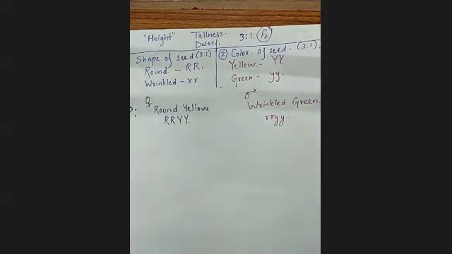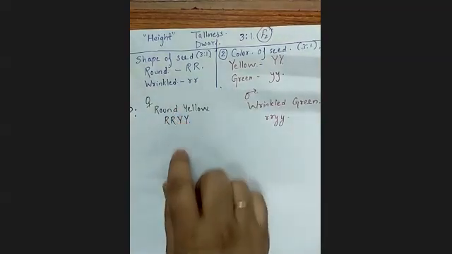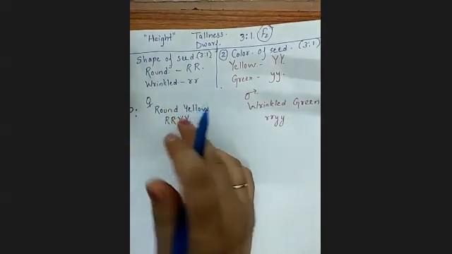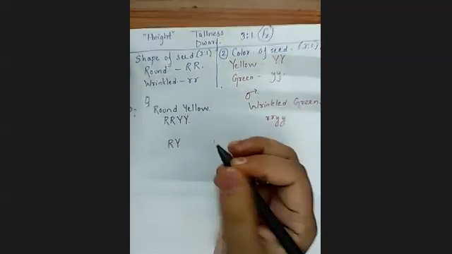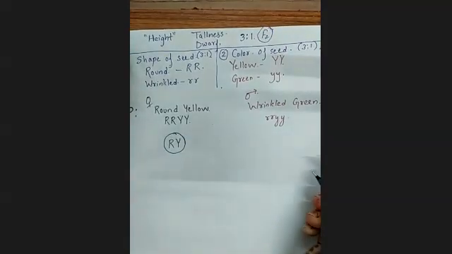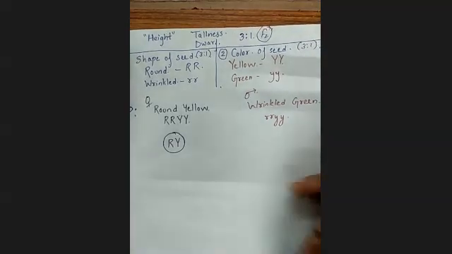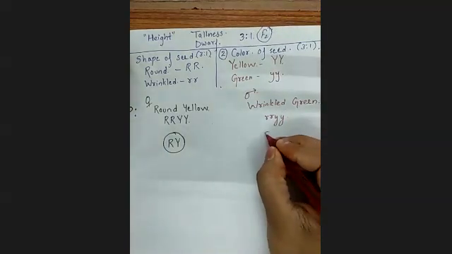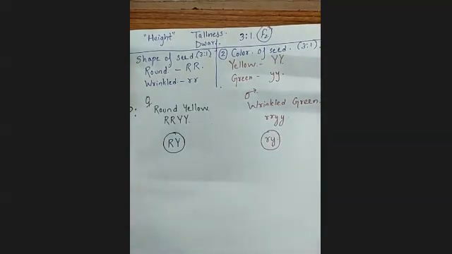Definitely the gametes formed from this parent, that means the ovules formed from this parent, will be having R and Y. Okay, understood this? Yes, ma'am. And the pollen grains formed from this type of plant will be having R and Y.